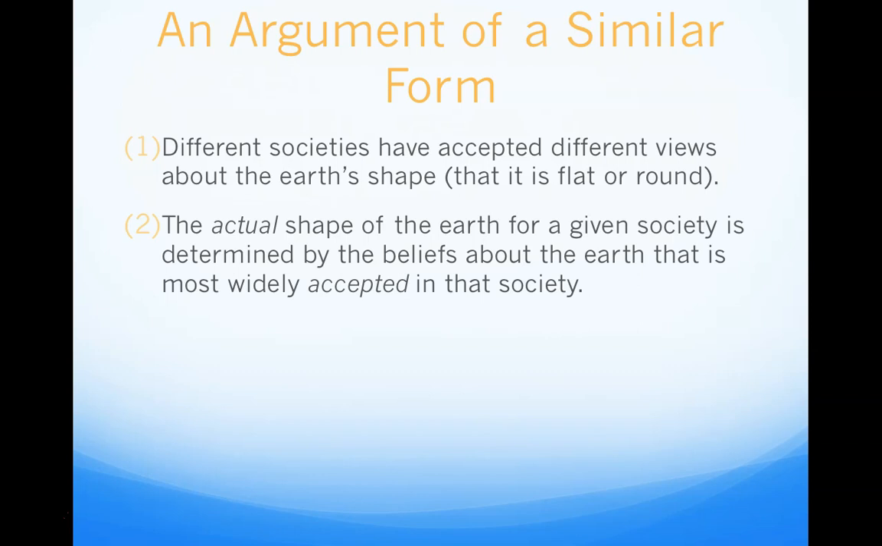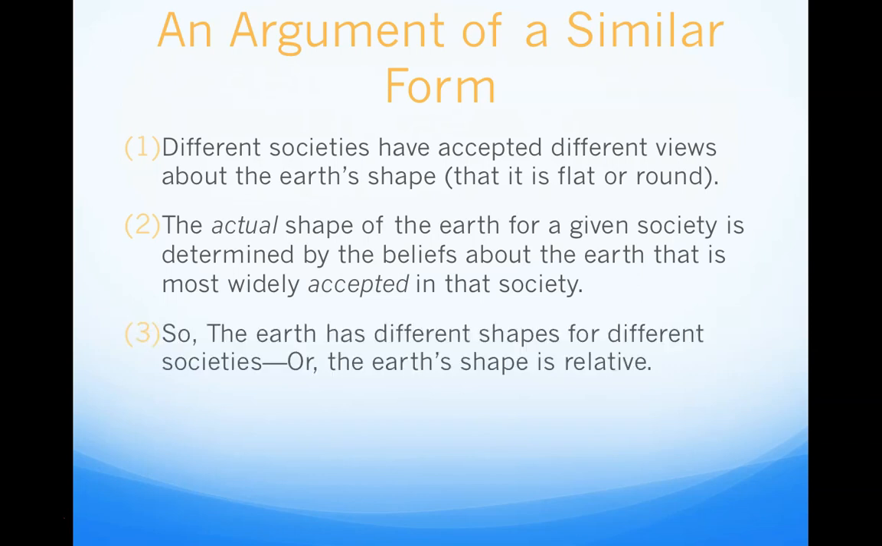So if you're paying close attention, you know what happens now. So the Earth has different shapes for different societies, or the Earth's shape is relative. Now, this argument is designed to be obviously absurd. The shape of the Earth does not follow from our beliefs about the shape of the Earth. So what this argument is showing is that we shouldn't think the same thing about our moral beliefs.